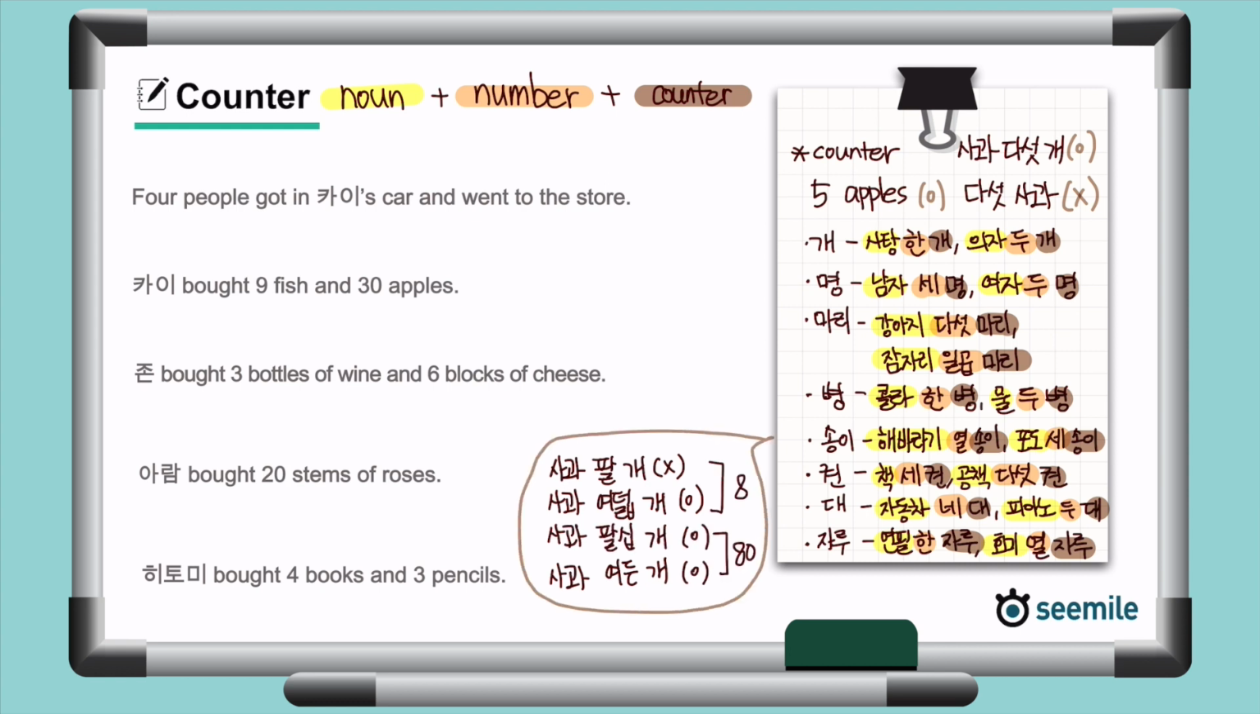Keeping that in mind, please pause the video for a moment and try saying these sentences out loud in Korean. Please replay the video and check the answer only after you try them out first on your own.